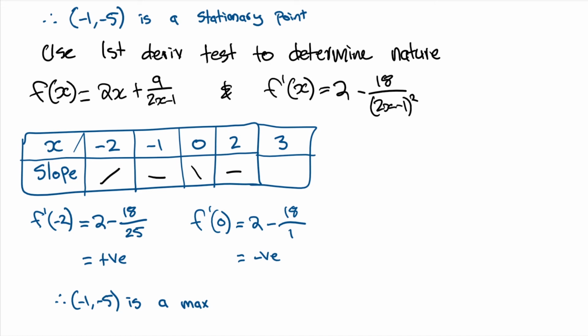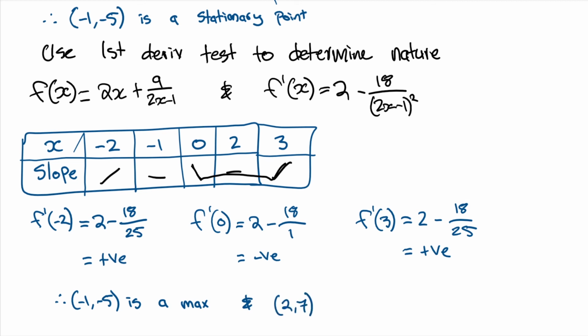We've got the last one to evaluate here. f prime of 3 is equal to 2 minus 18 over 2 times 3 is 6, minus 1 is 5, 5 squared, 25. It's a positive number. And so this slope will then start increasing at this point, and we can determine that that is a minimum. So we'd say the point at 2, 7, that was the stationary point given in the question, is a minimum. And we are done.